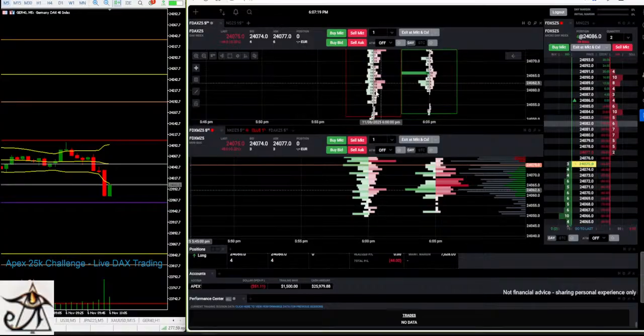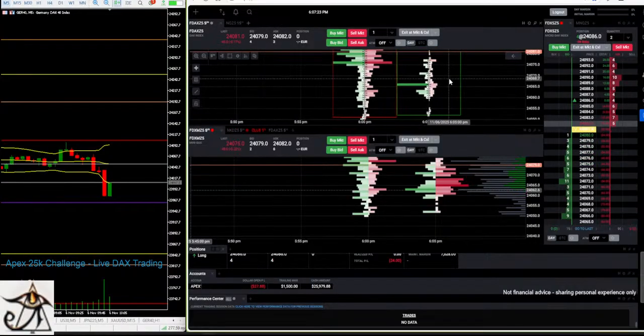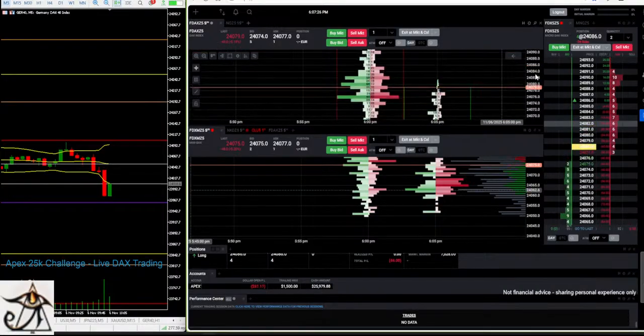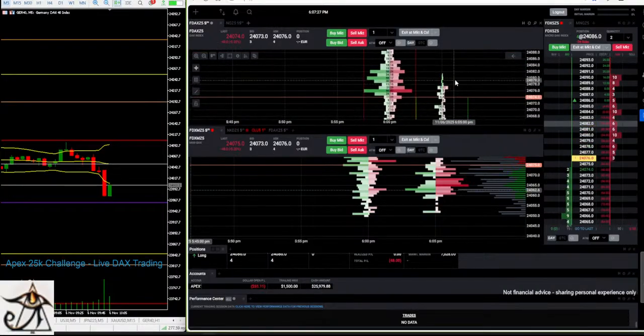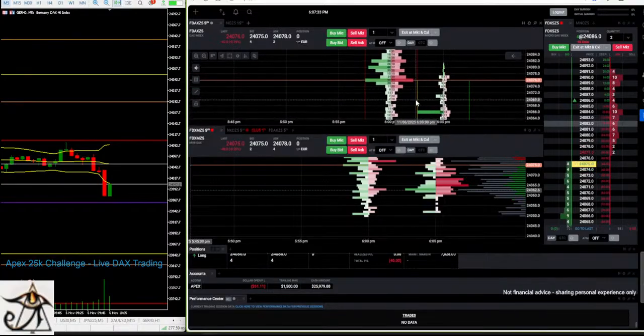Now we're seeing, I guess, some aggressive buying on this area and a massive, what could be a buy limit. Just waiting it out, seeing what the market provides us.